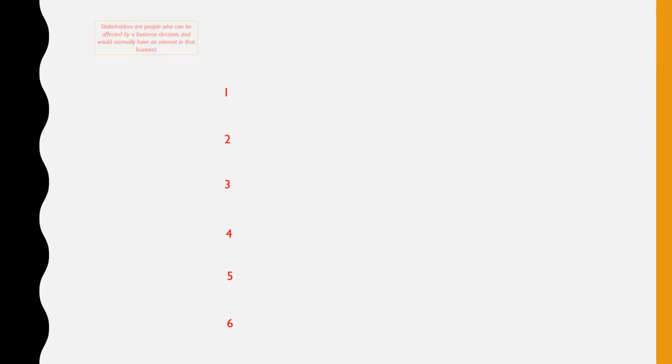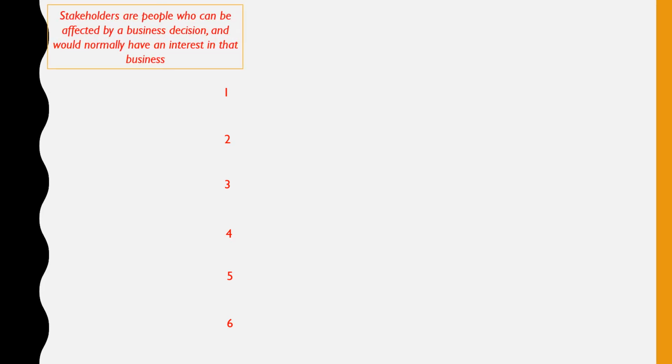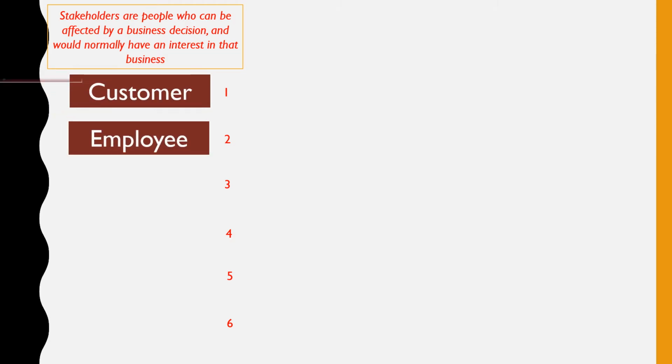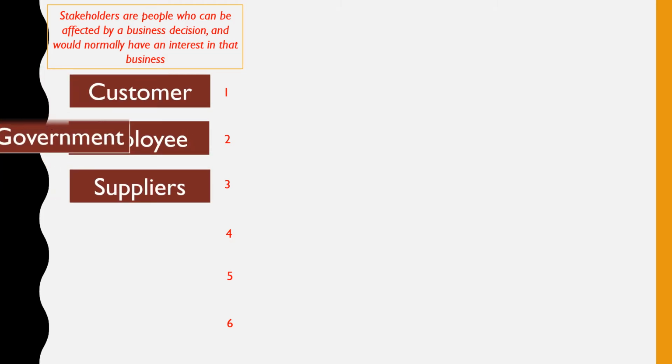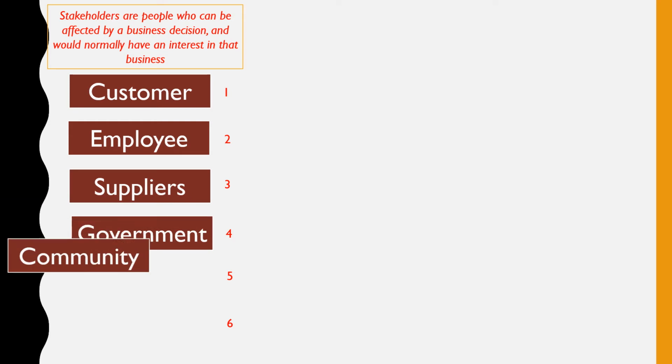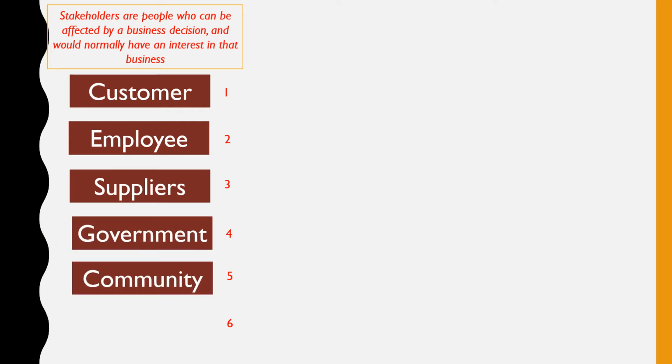Okay, so let's start by understanding what stakeholders are. Basically, they are people who can be affected by a business decision and would normally have an interest in a business. So, who are the types of stakeholders that we're talking about? Customers, employees, suppliers, government, community, and shareholders.